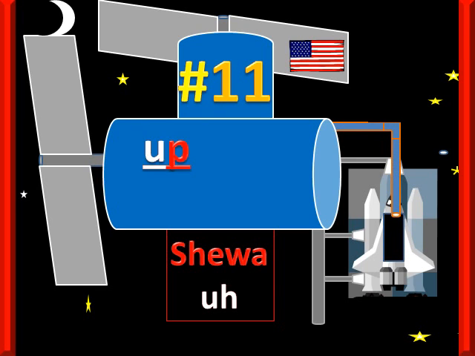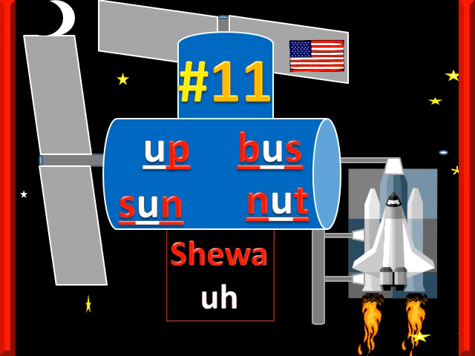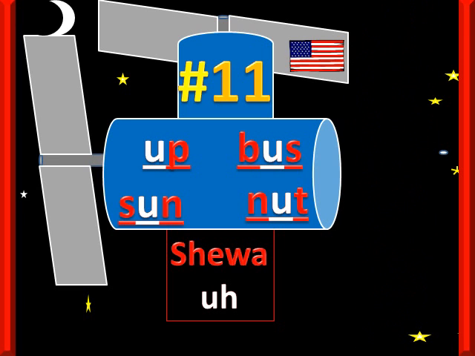sound. Up. Bus. Sun. Nut. The U, the short U, has the same sound as the schwa sound. Same sound, no difference. I'm going to show you how the schwa sound can be used to substitute the a, the I, and the ah in some of the other vowels.